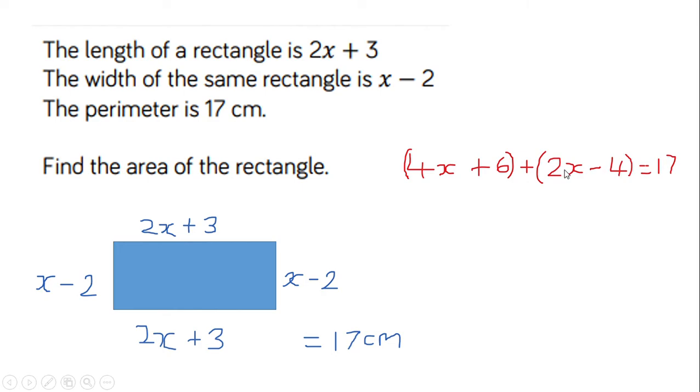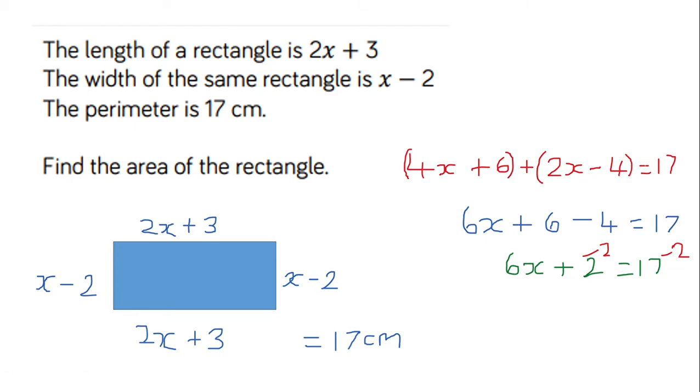Well, look, if I've got 4x plus 2x, then I've got 6x all together. I've got 6x, and if I've got plus 6 and I've got minus 4, I've got 6x plus 6 minus 4 equals 17. Well, the plus 6 and minus 4 is the same as adding 2. So then I've got 6x plus 2. I want to get my 6x on its own. So I'm going to take the 2 from each side of my equation to keep it balanced. And that's going to leave me with 6x equals 15. I then want to get x on its own. So I'm going to divide both sides by 6. And that's going to leave me with x equals 2.5.